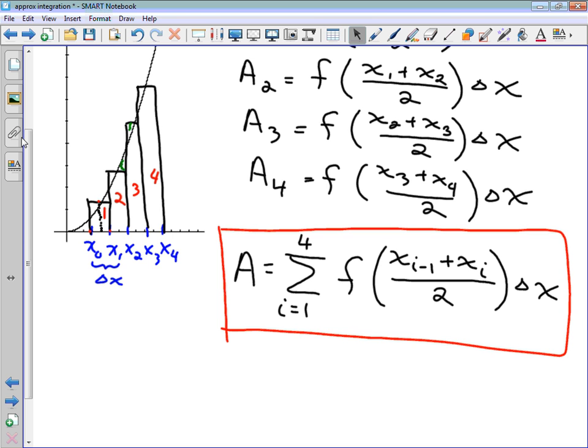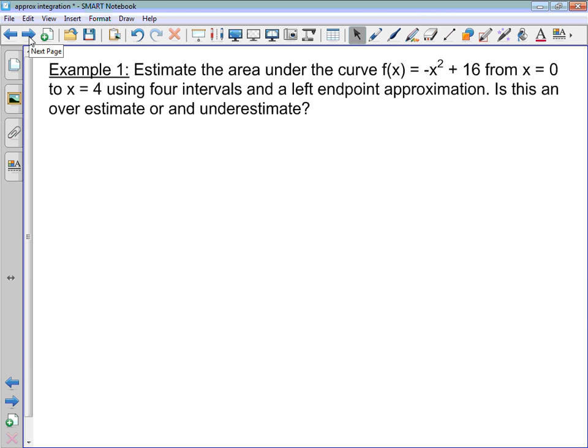So let's take a look at an example here. Estimate the area under the curve f of x equals negative x squared plus 16 from x equals 0 to x equals 4 using 4 intervals and a left endpoint approximation. Then we're asked the question, is this an overestimate or an underestimate?